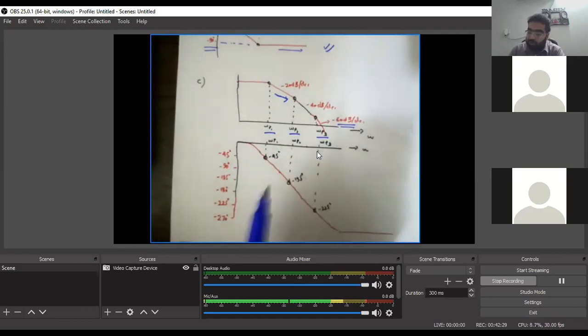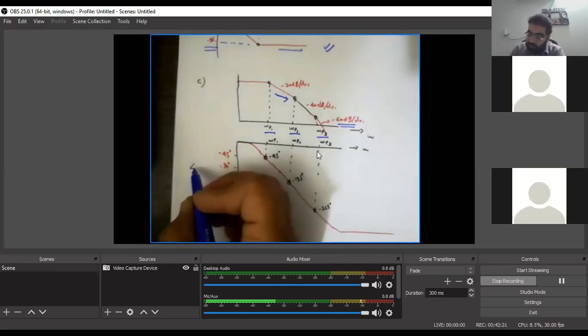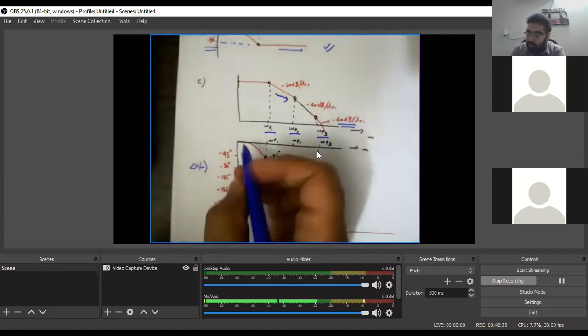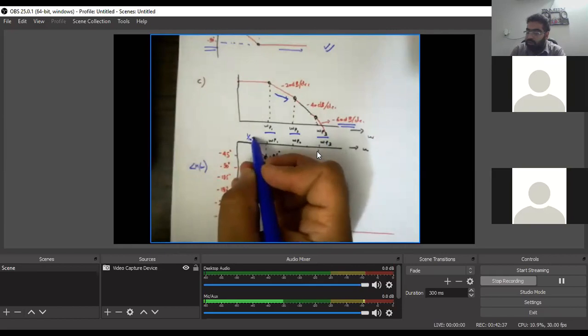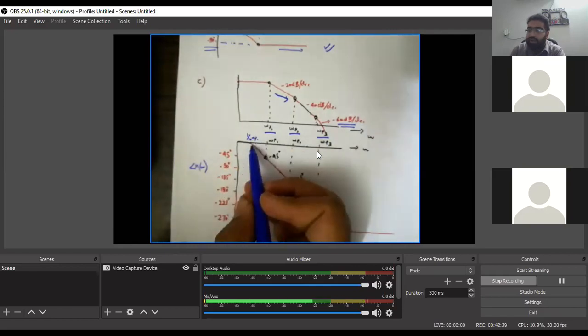Now, if we draw the corresponding phase response, it will start at 1/10 of omega p1. Okay, so it will start with a minus 45.